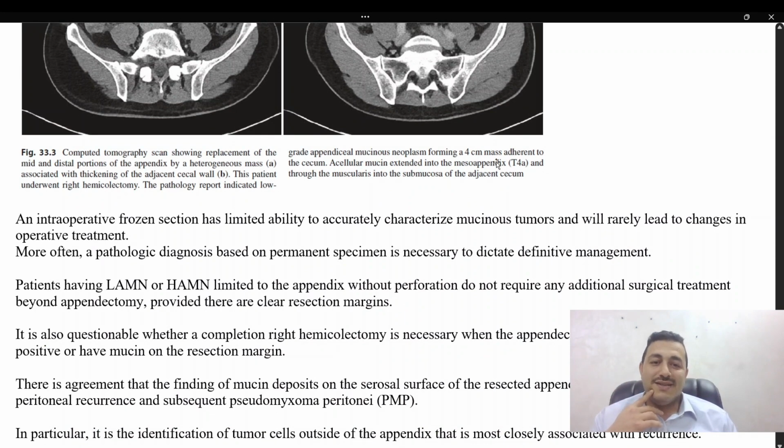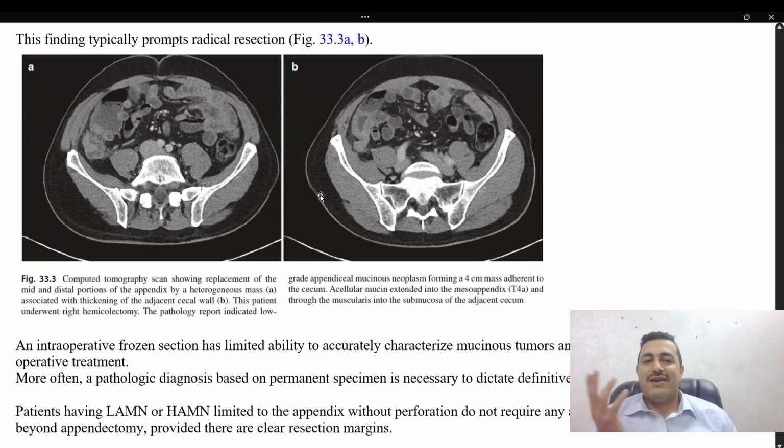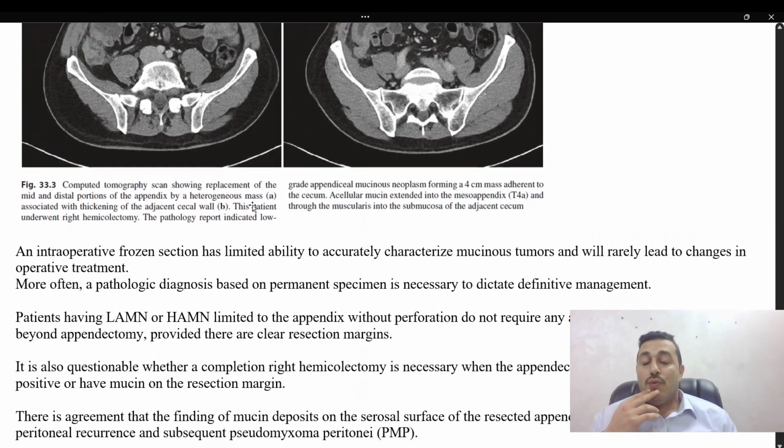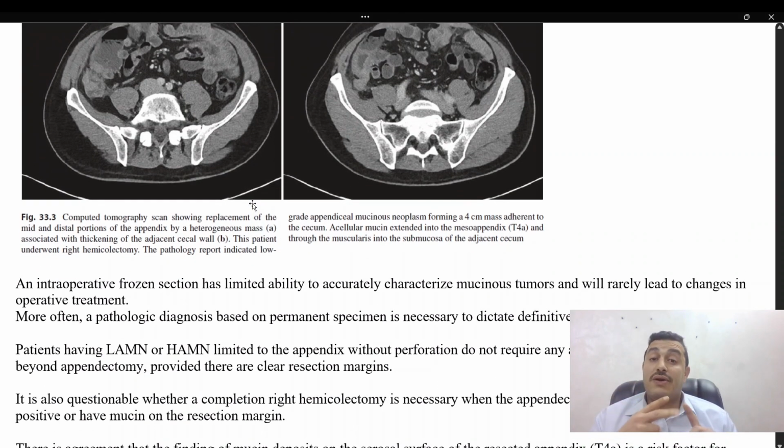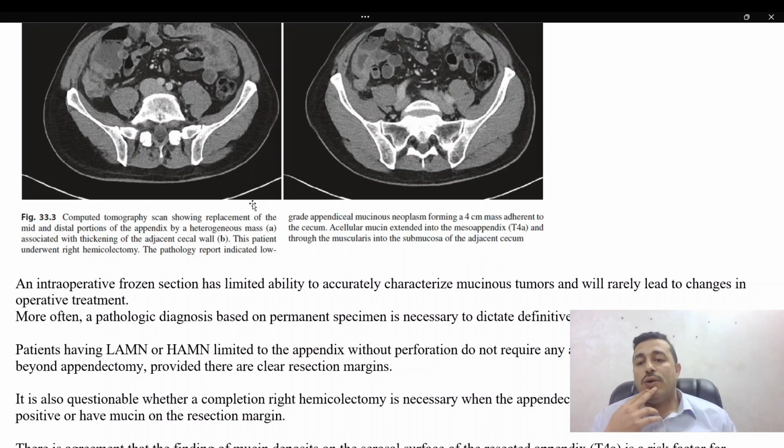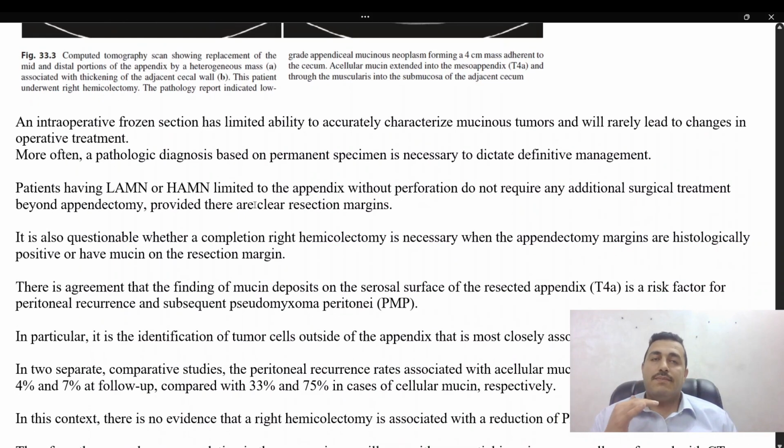Acellular mucin T4A. Actually, we said that mucinous can be cellular and acellular, and this is why we take cytology. Acellular, low risk for invasion, while cellular, high risk for invasion. What to do? Some don't proceed to cytoreductive surgery and proceed to what we call short interval surveillance.